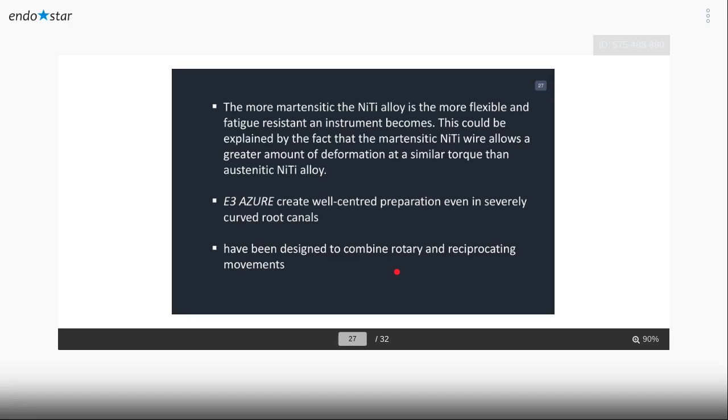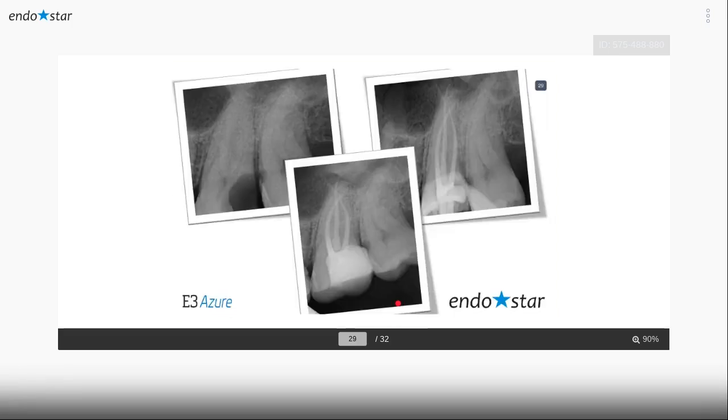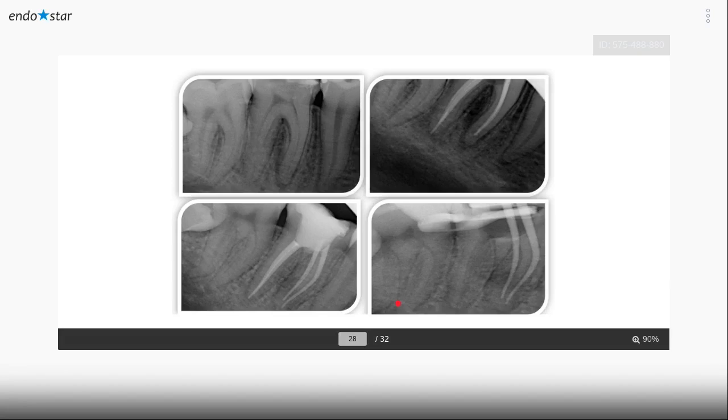This is not how it's going on. But at the same time, when you check the file during operation, it will reduce the chances of file separation inside your canal. In the next slide, I will show you two cases. The people of Endostar know that yesterday was a very tough day for me. I have a lot of cases, a lot of work, maybe continuous for more than 8 hours. I will show you two cases completely done in around 30 minutes.